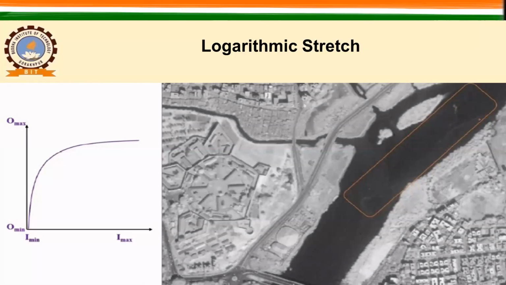Here, previously, this particular pattern, which is highlighted in this box, was not seen. You can see again. So this is the example, right? Here you can see in the darker portion, the information is getting enhanced, or you are getting more information in the darker portion of the image. So in case you are interested in such areas, then definitely you have to go for the logarithmic stretch.